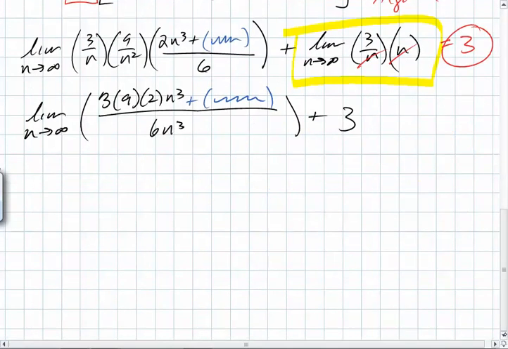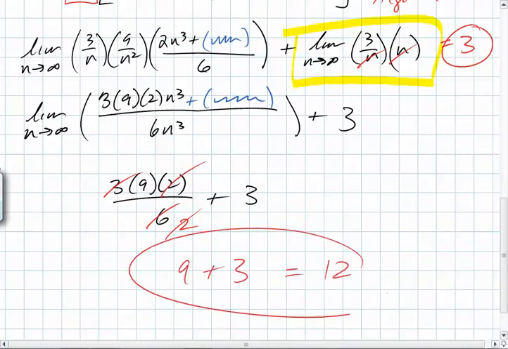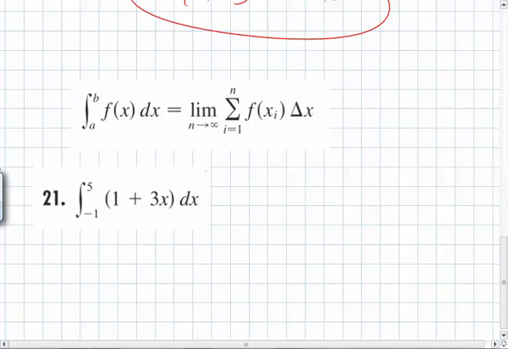So what do we have here? This is going to be 3 times 9 times 2 all over 6, plus 3. So what's that going to be? This cancels with this, it makes a 2. This cancels with this, and you end up with 9 plus 3 is 12. 9 plus 3 is 12. When we're looking at this one right here, can someone just tell me what that means? I'll start you off. That means the area under the curve.